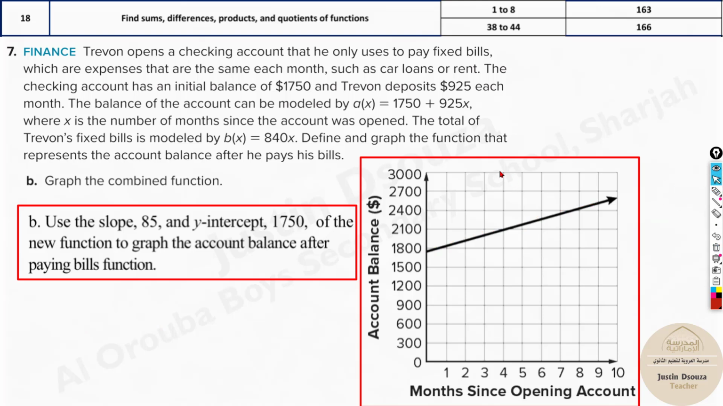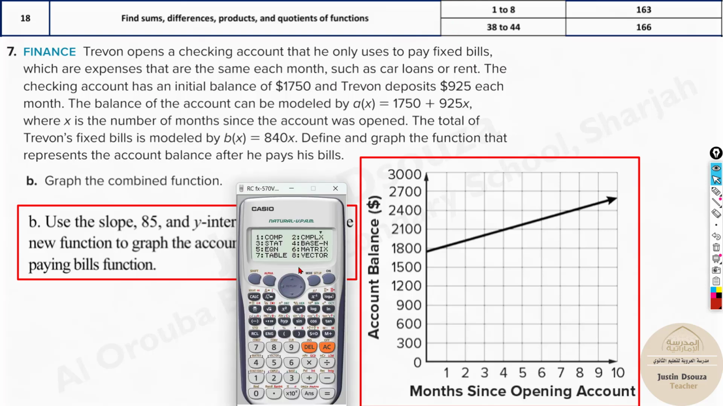You'll get a lot of points in that, but you need a calculator for that. You need to go to mode, and then press the table option 7, and over here we get the function. Now what is the function? It was 85x plus 1750. You can even write 1750 plus 85x, the answer will be the same. You may not get this option, but if you get it, just ignore it. We are just graphing one equation.